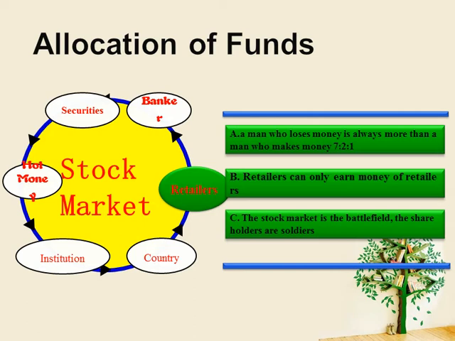A man who loses money is always more than a man who makes money. Because in the stock market, if you have 10 investors, 7 of them will lose money, 2 of them will keep balance, and only 1 can make great profit. So in the stock market, if you want to make great profit, you should be different. You should have a different mind, okay?